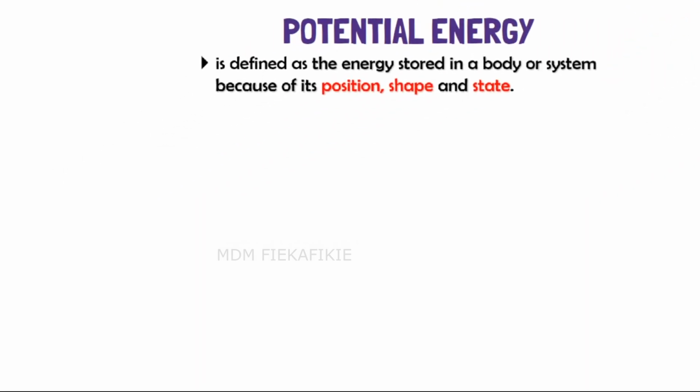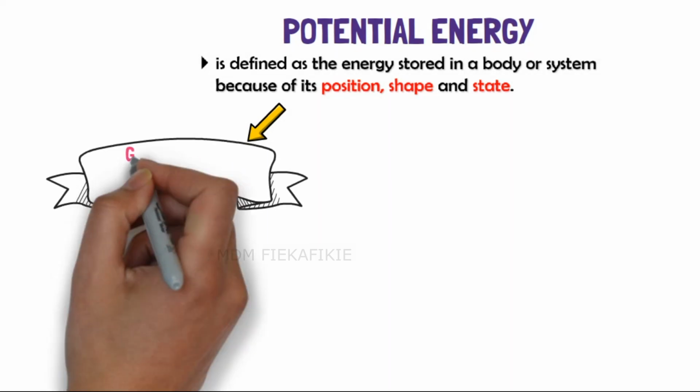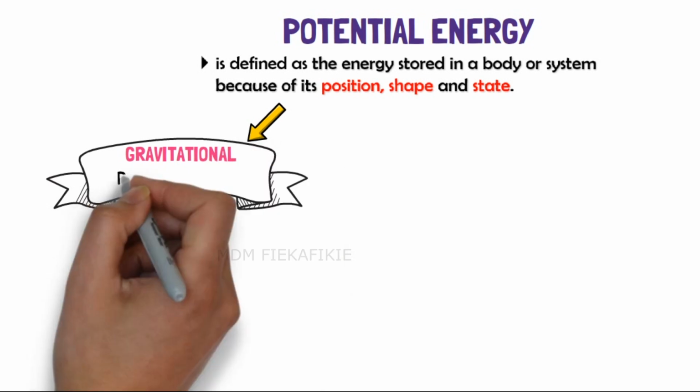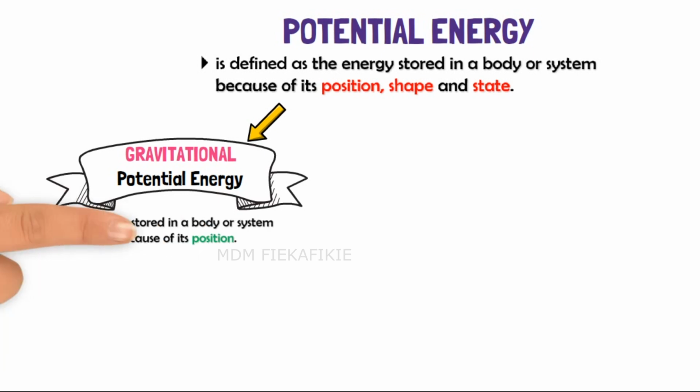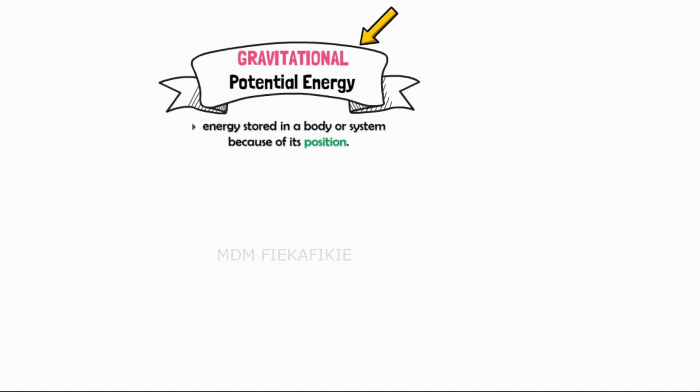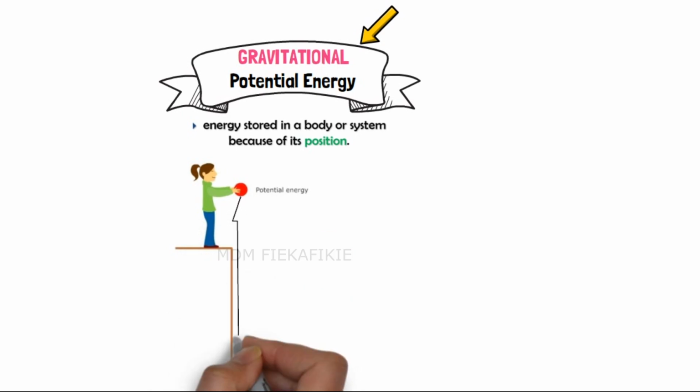Dan kita tengok pula potential energy, kita bahagikan kepada dua perkara, iaitu dua jenis potential energy. The first one, we call it as gravitational potential energy. And gravitational potential energy is related to the energy stored in a body or system because of its position. Jadi, macam contoh dalam gambar ini, kita ada sebiji bola yang dipegang oleh N pada satu ketinggian yang kita label sebagai H.